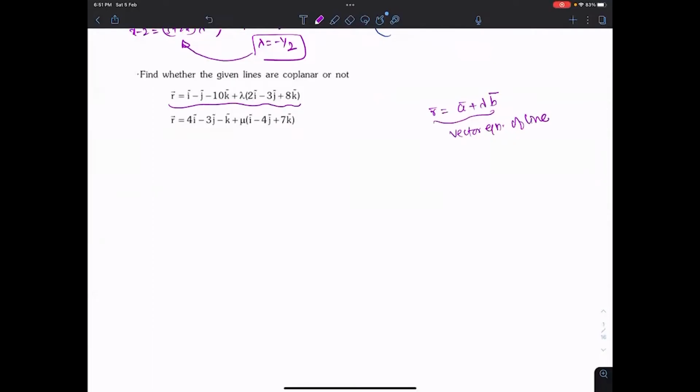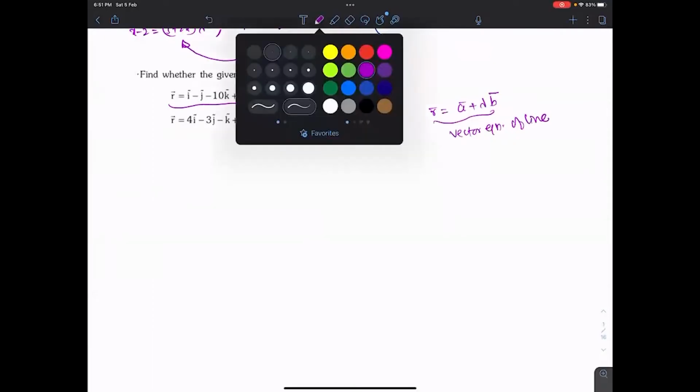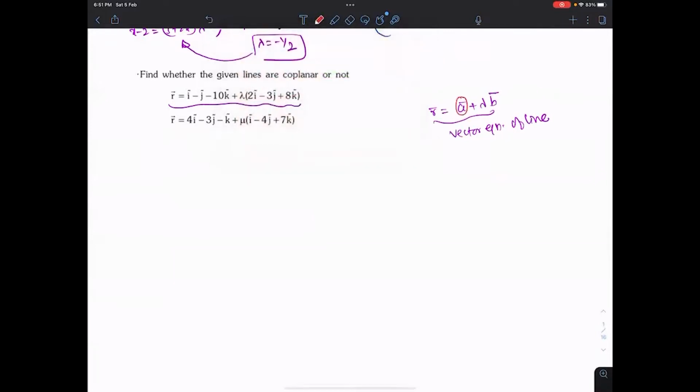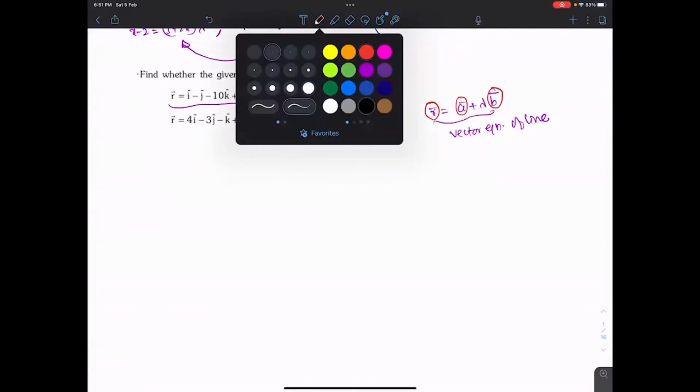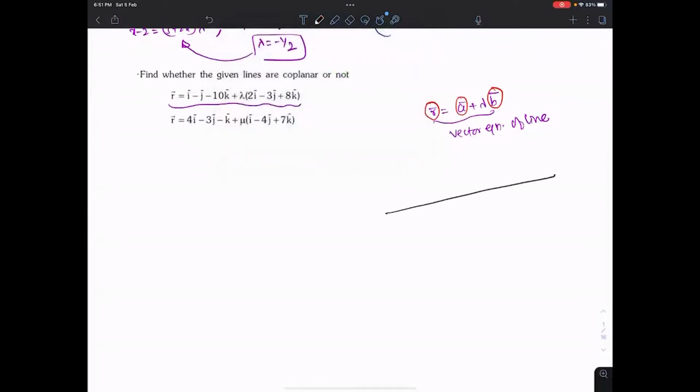Now, in this different terminology, we should understand: what is A bar? What is B bar? What is R bar? First thing, because I have seen that many students have this misconception of R bar and all in this equation, let me try to explain.